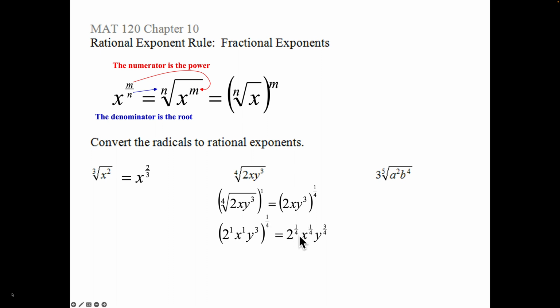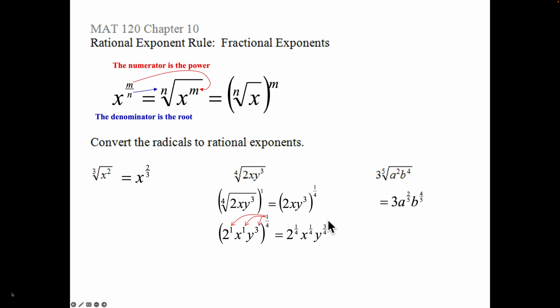And you get 2 to the 1/4, x to the 1/4, y to the 3/4. So what we're going to do is put our 1s inside right away and go 2 to the 1/4 times x to the 1/4 times y to the 3/4 to get from here to here right away. Now be careful with this 3 on the outside. It's not a root number. The root's 5. But the 3 should not have any fractional powers. So this should be 3 times a to the 2/5 times b to the 4/5.